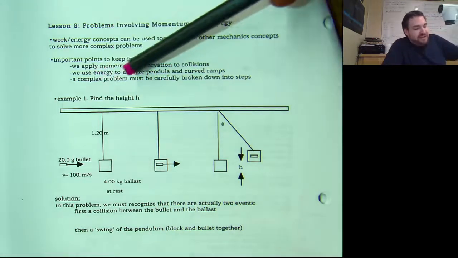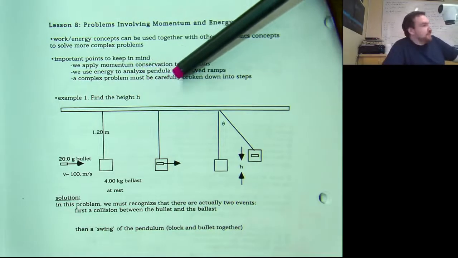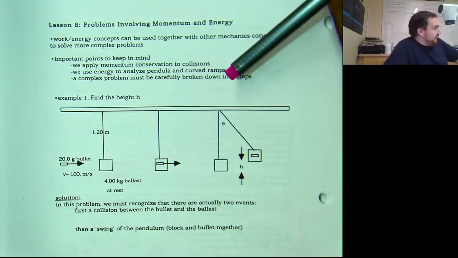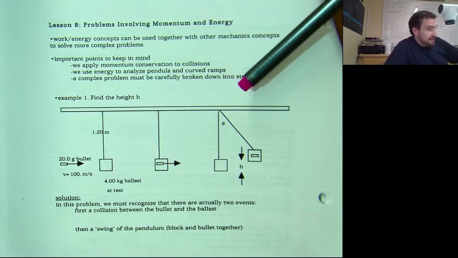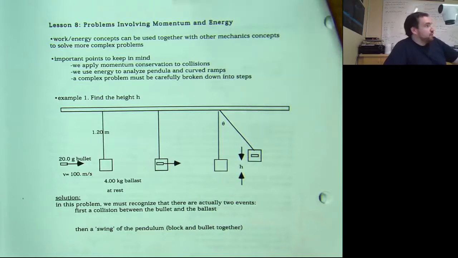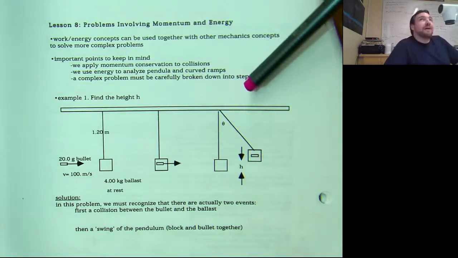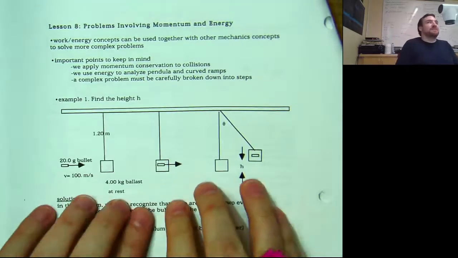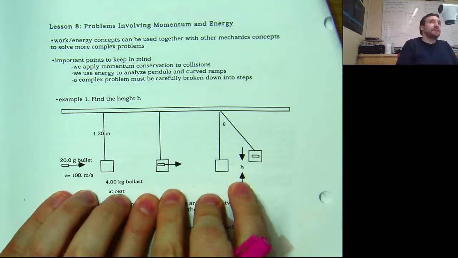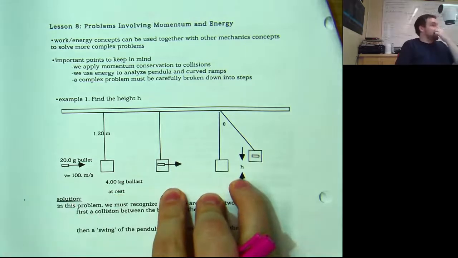We can use energy to analyze things like pendulums and curved ramps, because energy doesn't care what happens in the middle. It just cares where you are at the beginning and where you are at the end and the difference between those two things. Okay? So we can use energy to see what happens as things move, perhaps in weird ways. Using these together allows us to analyze more complex problems, assuming we break them up properly.